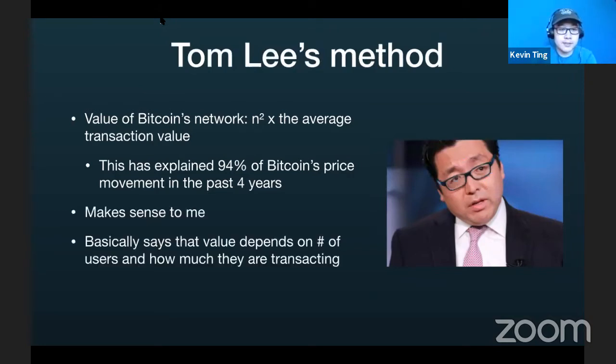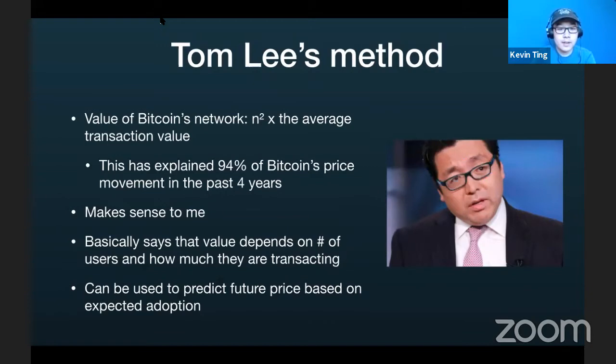And this just makes a lot of sense, right? Basically, what they're saying is that the value depends on the number of users and how much they're transacting. And this can also be used to predict future price based on how you see expected adoption growing for Bitcoin over the years.